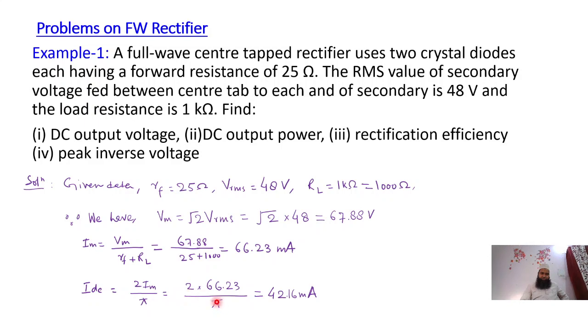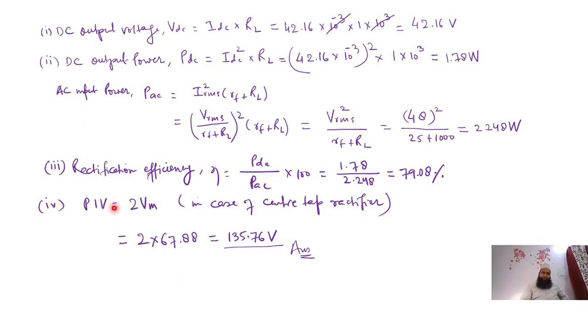IDC we can calculate as 2 Im upon pi. We can put the value. We get 42.16 milliampere. Milliampere means 10 to the power minus 3, sorry. And we take the DC output voltage, VDC equal to IDC into RL. IDC equal to 42.16 into 10 to the power minus 3, into RL equal to 1 into 10 to the power 3. 10 to the power plus 3 and 10 to the power minus 3 can be cancelled out. The voltage will be 42.16.